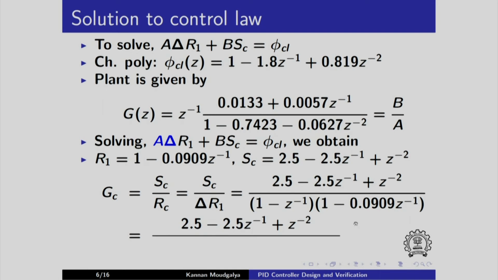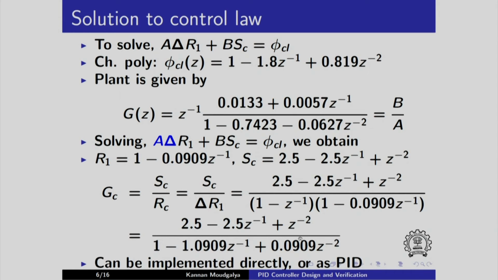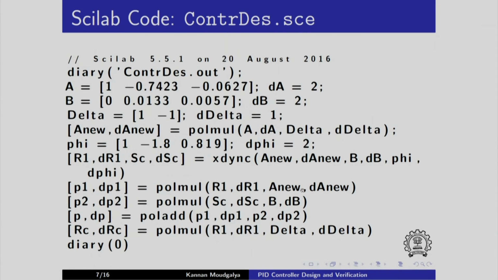When I multiply this out, I get this controller. It can be implemented directly or as a PID controller. Here is the Scilab code. Recall that the plant transfer function is given by B by A. Here is B and here is A, and here are the degrees given for these polynomials, and we have delta as 1 minus Z inverse, its degree is 1.